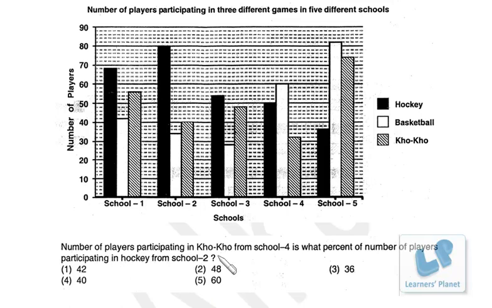Number of players participating in Kho from school 4 is what percent of number of players participating in hockey from school 2? Okay. Kho from school 4, in this line graph, is 32. Is what percent of number of players participating in hockey from school 2? School 2 hockey is 80. So we can see it's 40%. Okay, 8 fours are 32, so it's 40%.